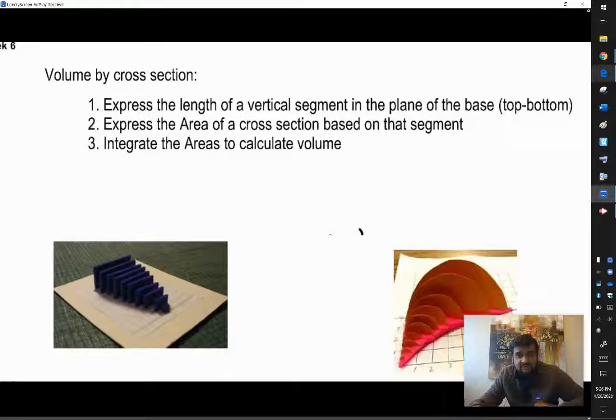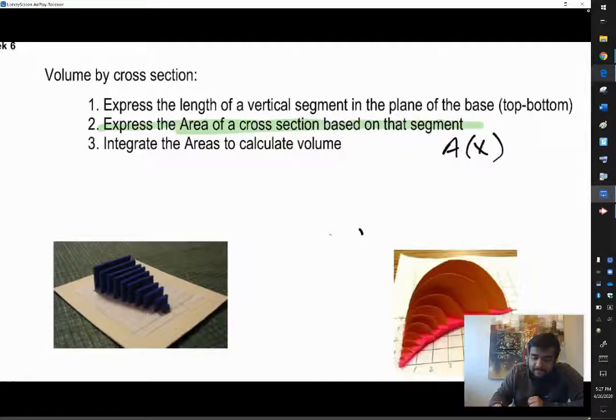First, express the length of a vertical segment in the plane as top minus bottom. So come up with an explicit algebraic representation of what top minus bottom is. Then in step two, this is the critical step here, express the area of a single cross-section based on that vertical segment or bar. So coming up with an explicit area function of x is what you do in step two. Then step three is simply integrate that area function with respect to x from a to b as usual, and you will find your volume.